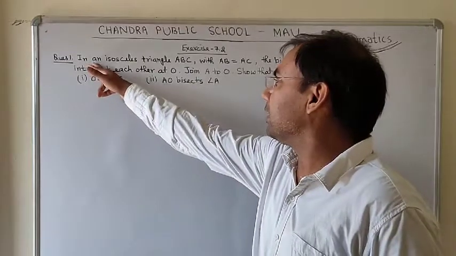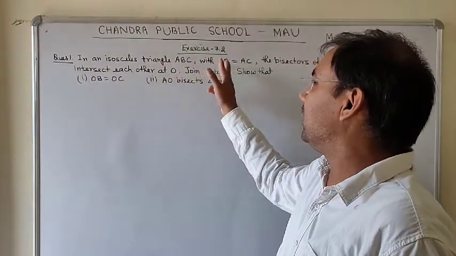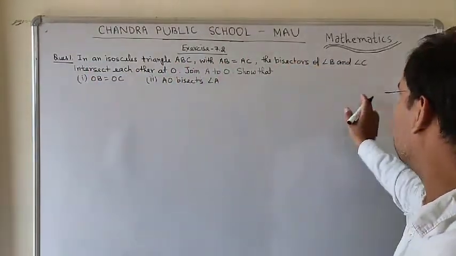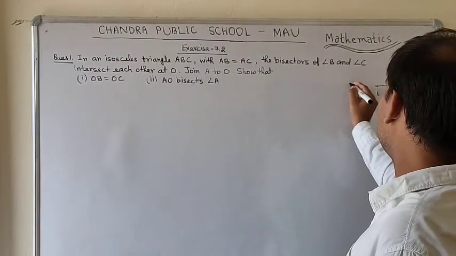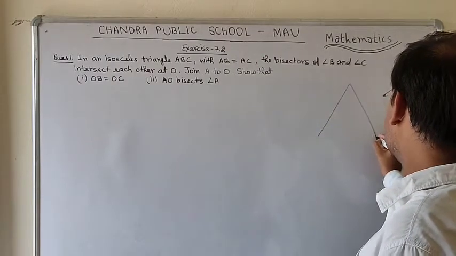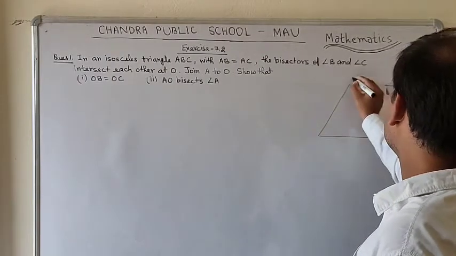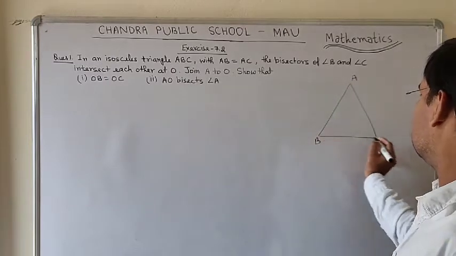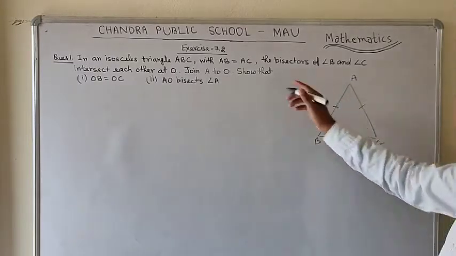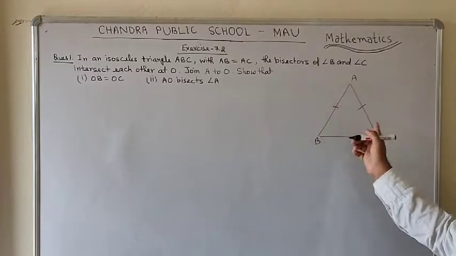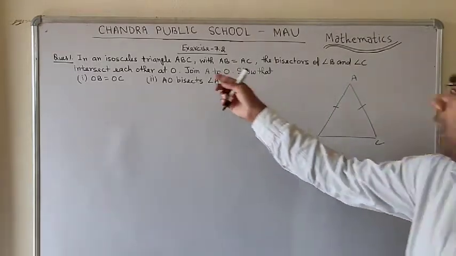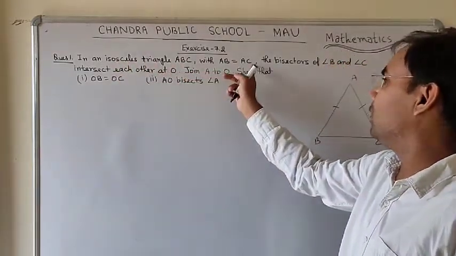In the statement it is given that there is a triangle ABC in which AB equal to AC. So draw a triangle ABC. Here I am going to draw a triangle ABC. Suppose that here it is triangle ABC. It is given that AB equal to AC. AB and AC are equal. So I have drawn the diagram up to here.